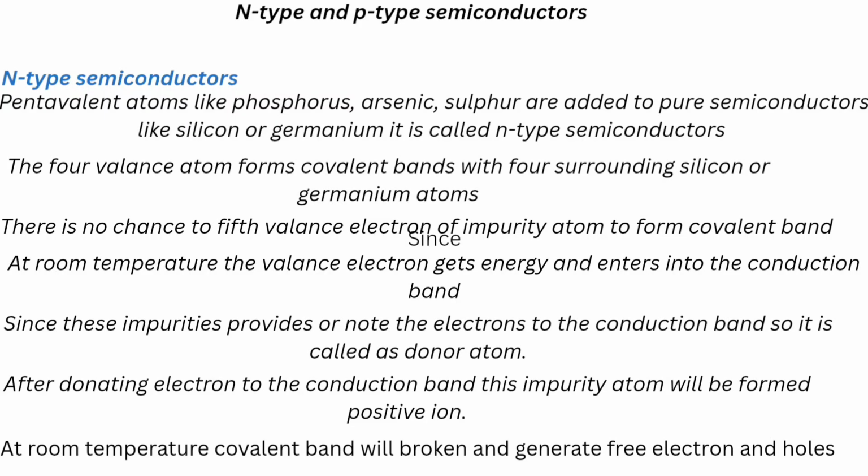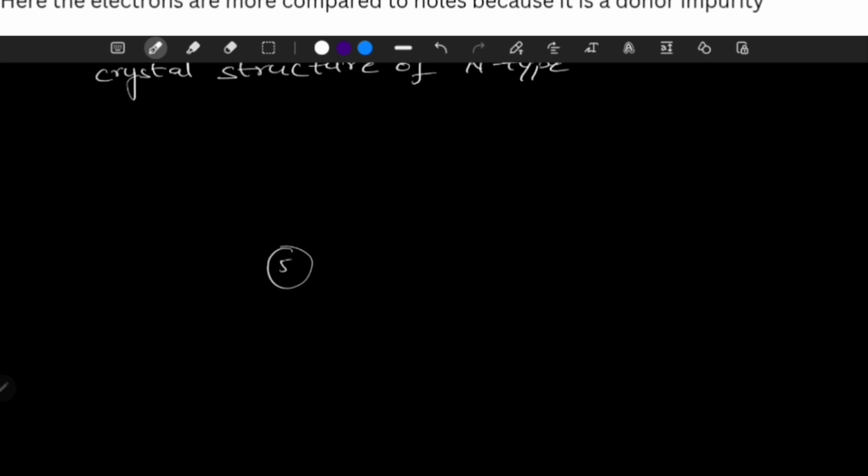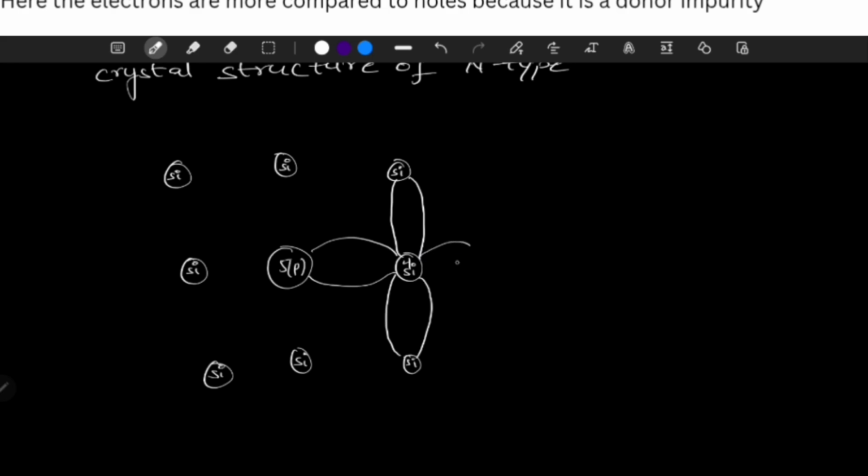Now we will see the crystal structure of n-type semiconductors, and also the energy band diagram. For the crystal structure of n-type semiconductors, what are the pentavalent elements? When we see the periodic table, there are fifth group elements that we can consider as pentavalent. So now I am considering phosphorus. In the middle of the structure I am considering phosphorus, with 5 valence electrons. Surrounding it I am considering silicon as the semiconductor.